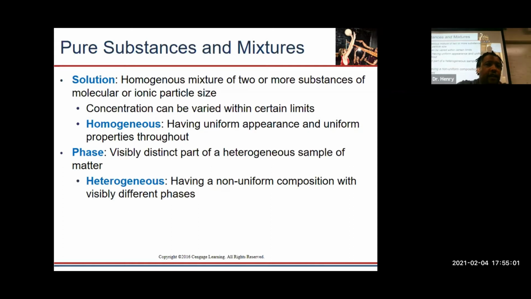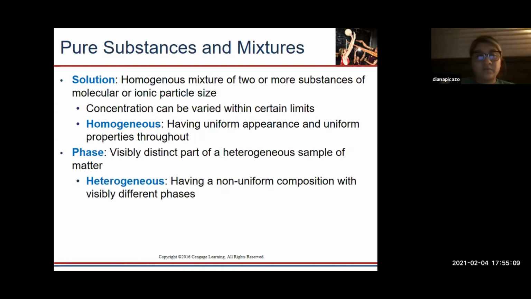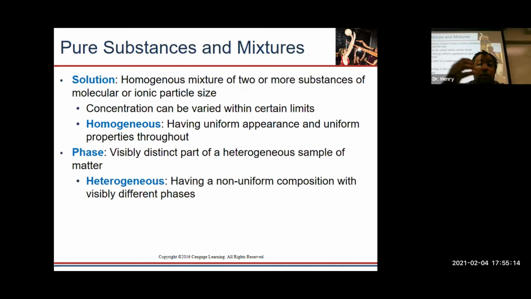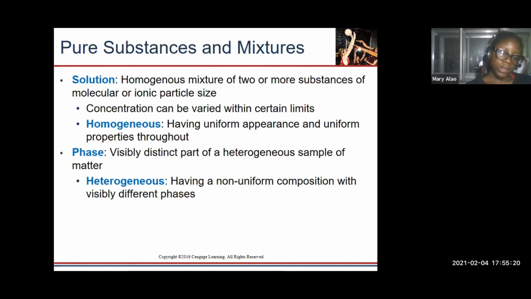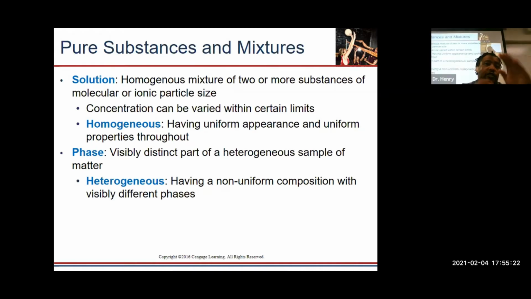That means that, again, its appearance is thorough through the entire thing. So for instance, milk. Do you guys drink milk? Yes. Okay, so when you look at milk, is it homogeneous or is it heterogeneous? Homogeneous. It's homogeneous, right? Because it looks all the same.